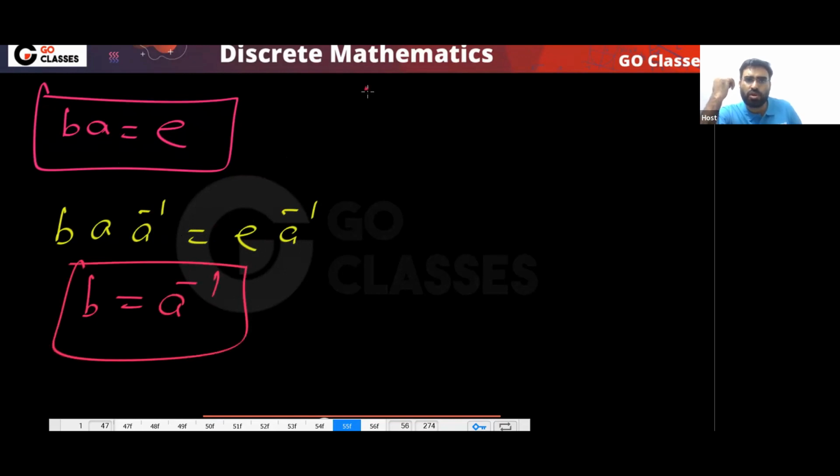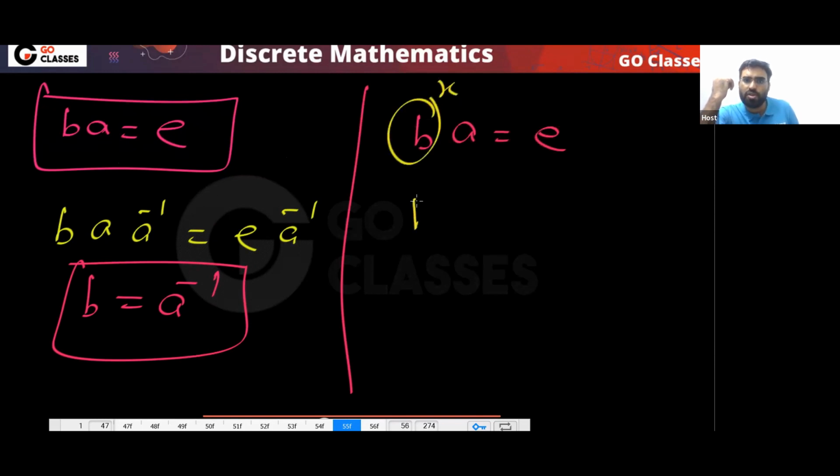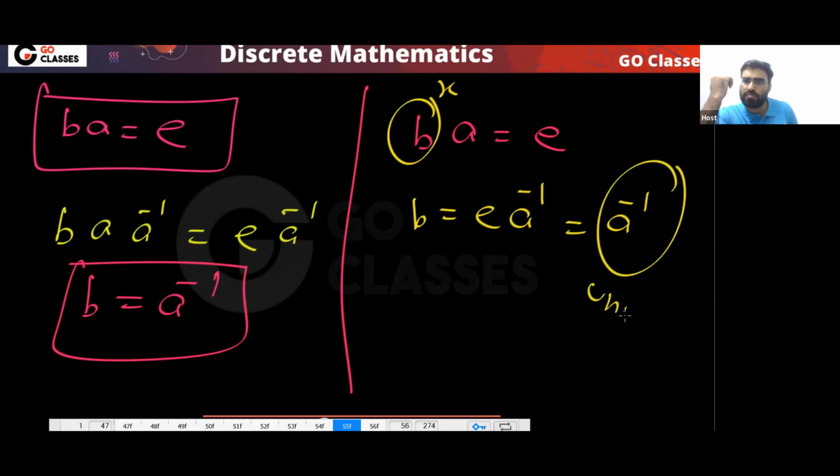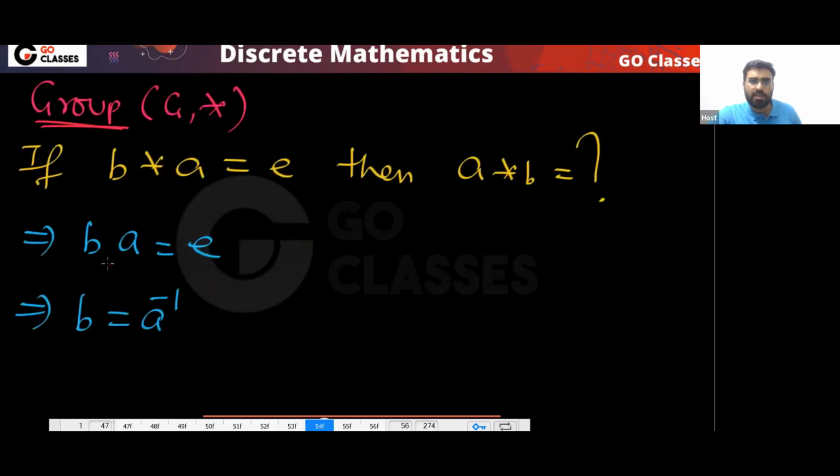Or you can use the theorem, because I told you that BA equals E. So you can just assume that this is your X. So what will be B? The unique solution will be EA inverse, which is A inverse. And this is the unique solution. So you can use this. Very simple. So from this, I can say that B equals A inverse.